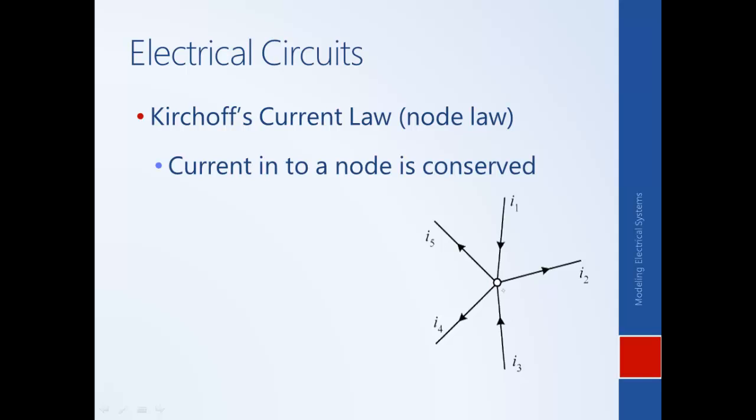So if we're considering a node in our circuit, this node does not accumulate any charge. Whatever current is flowing in must exactly equal the amount of current flowing out. And so mathematically we could say it this way, I1 plus I3, the current into the node, is equal to I2 plus I4 plus I5, the current out of the node. And this is a notion that we've already sort of talked about a little bit.